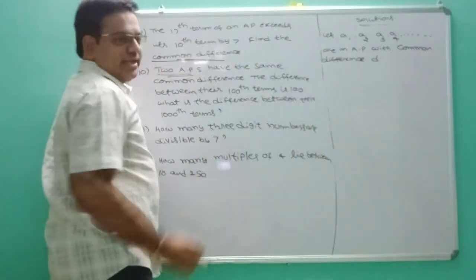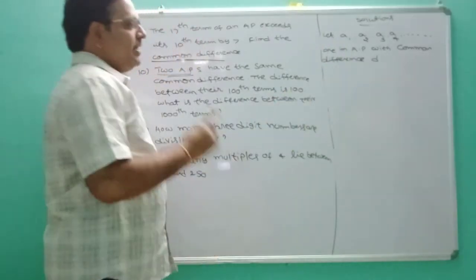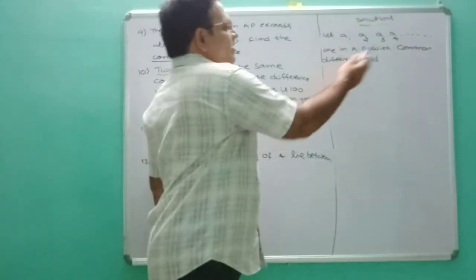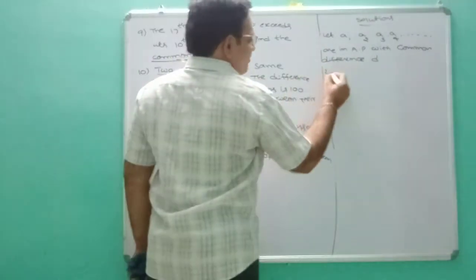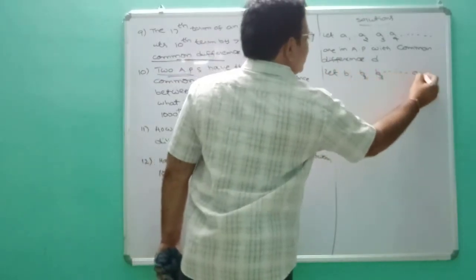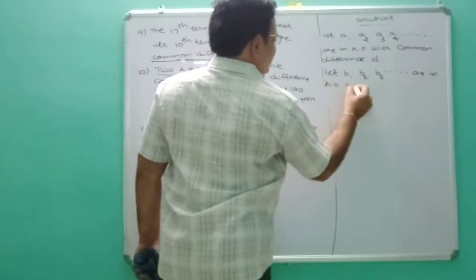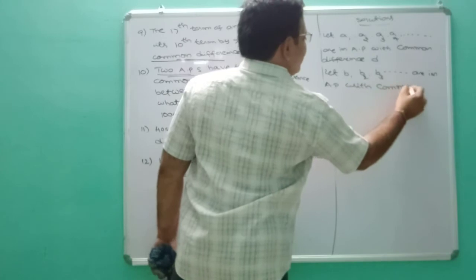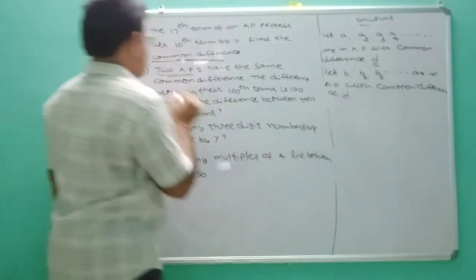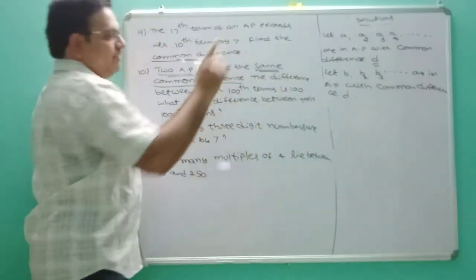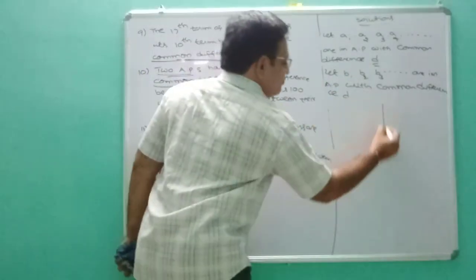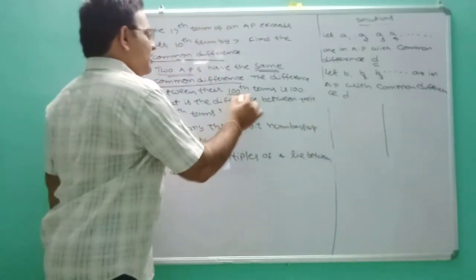But here two APs are there. The first AP is A1, A2, A3, A4 and so on up to N terms with common difference D. In the same manner, the second one: let B1, B2, B3 and so on be in AP with common difference D only, because the common differences are the same. The values will be different, but the common difference is D. Now bifurcate it into two ways. First, take the 100th term.